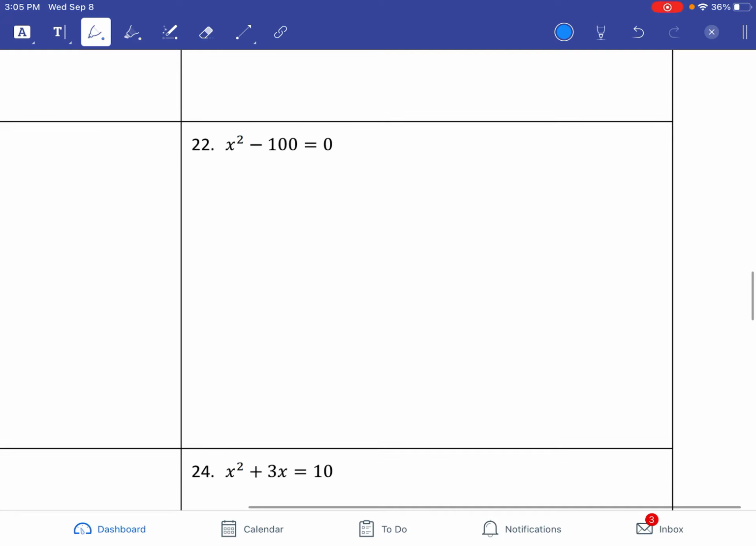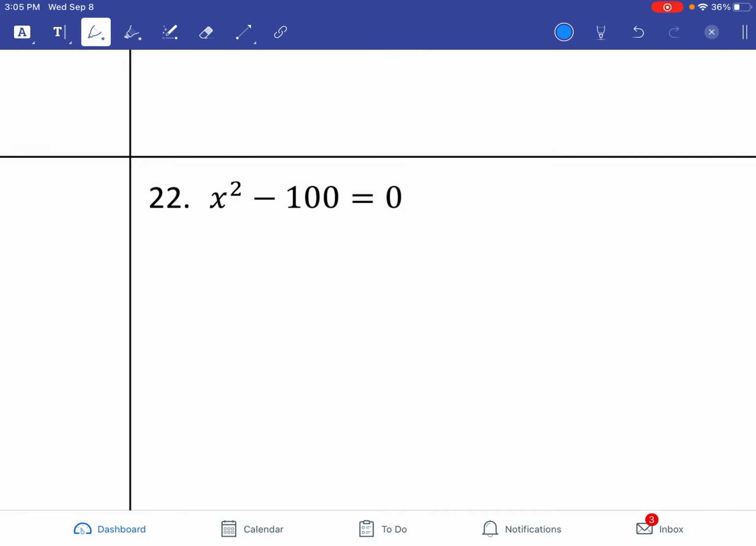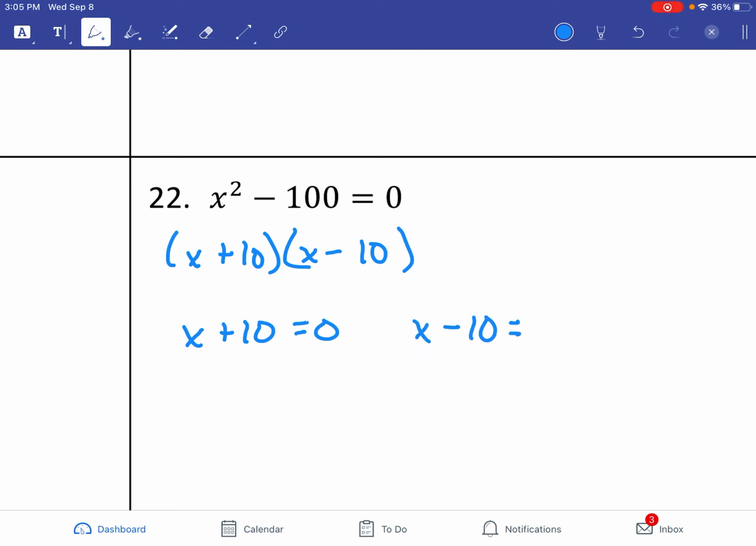22. Now in 22, this is a difference of 2 squares problem. We've done these before when we did expressions. So I have x and x, a plus and a minus. The square root of 100 is 10. I just take each of these factors and set them equal to 0. So x will equal -10, and x will equal +10.